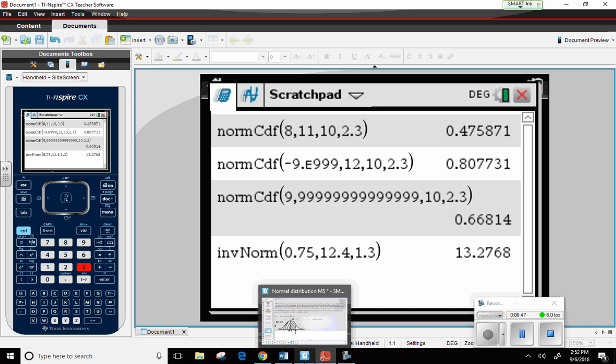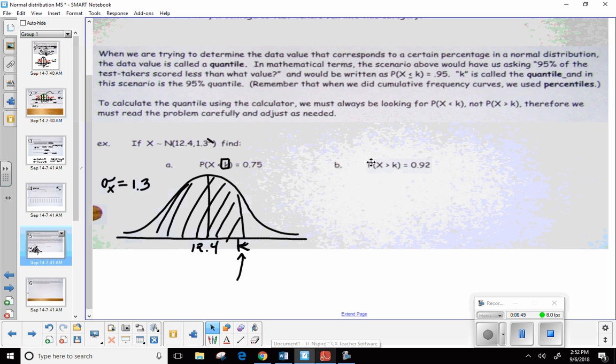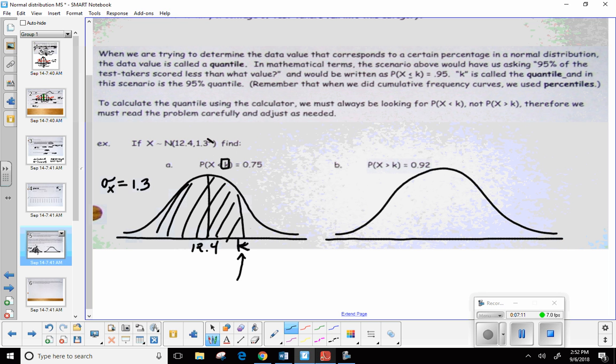All right, let's go ahead and do another one. Now this one here, you'll notice is different, and that's what this little statement up here was talking about. The calculator is only capable of doing less than k when it comes to these inverse calculations. So think of it this way. Let's look at it on a normally distributed curve again. So here we go. Here's my 12.4.